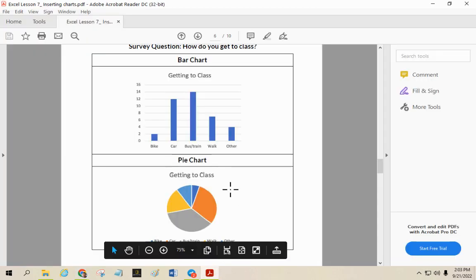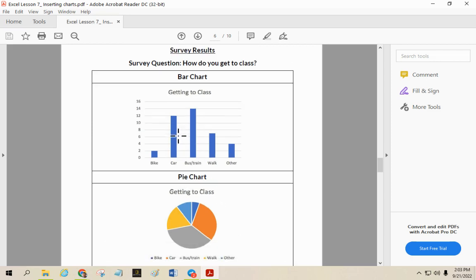So let me show you a reference A. Okay, here is a bar chart. Here are some charts. A chart is a way to display data. Display means to show something. These two charts display the results of a survey.